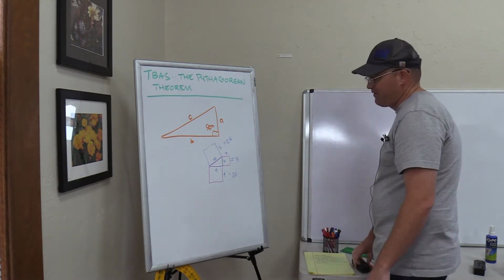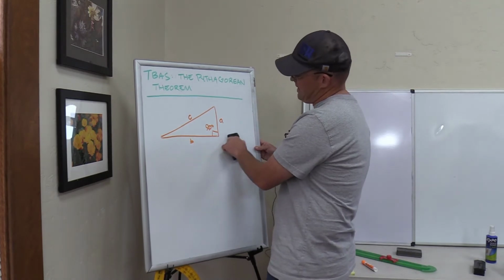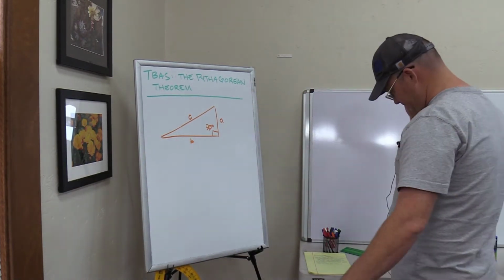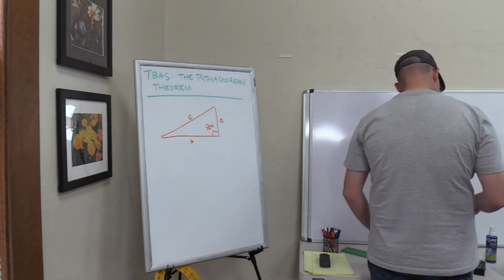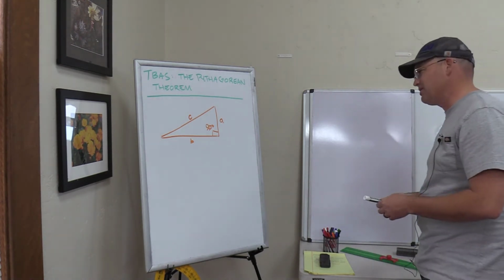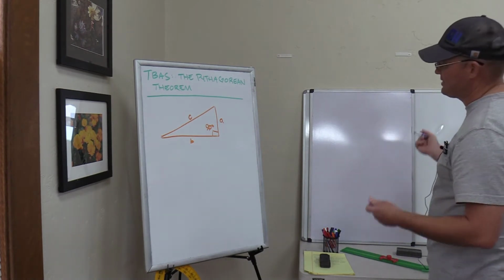All right, so that's all fun and games, Landon, right? That's what you're probably thinking. Why do I care? We care because we can use this theorem to solve right triangle problems. Now, we can do the same thing with trig, but if you can solve the problem with the Pythagorean theorem, it's probably easier than using trig. So let's look at a couple examples.